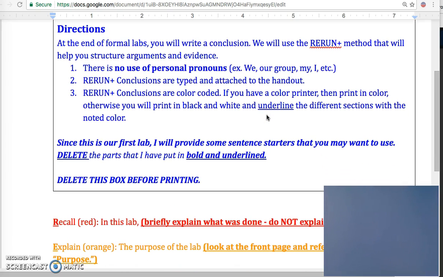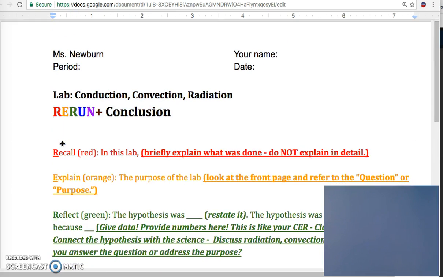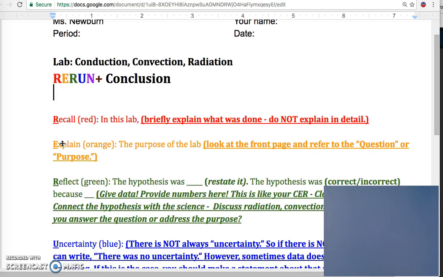Since this is our first lab, I'm going to be providing you some sentence starters. You're not required to use them, but they might help you. Anything that's underlined, you're going to delete after you do it. And this whole box, you're going to take and delete as well. I should not see that in your final version.